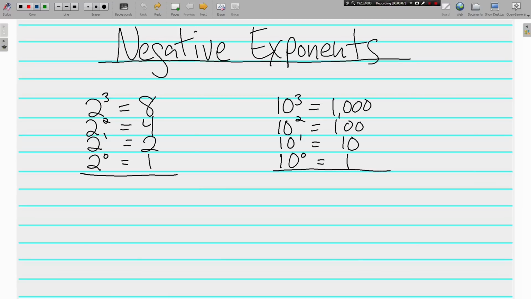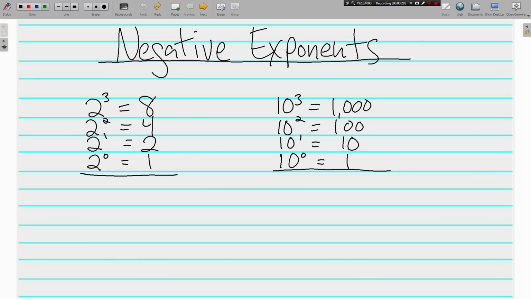We've gone over positive exponents, and we've even talked about zero as an exponent. Today we're going to look and see what happens when we go to the other side of zero as an exponent. I've set up a couple of patterns here. Let's look at this one on the left first.